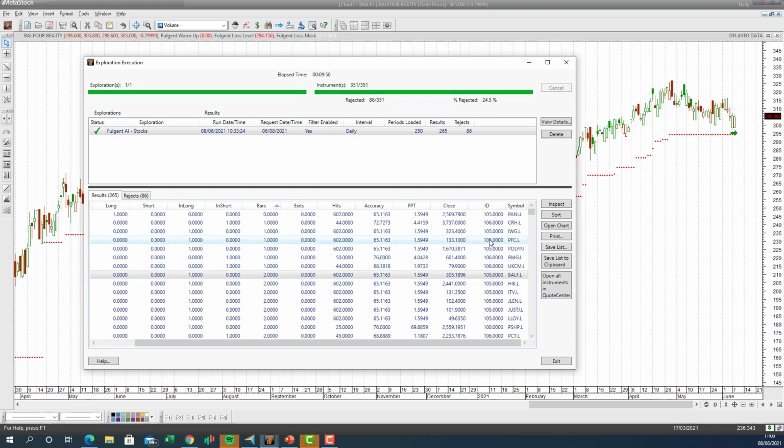And the codes 105 and 106: 105 is the volatility breakouts and 106 is the quick 3-day moves. So these are all the codes. That's where the AI code comes from.